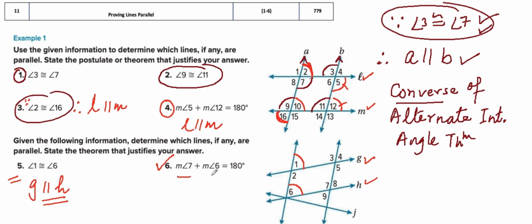Question number 6, 7 and 6. So if you add 7 and 6, which lines are parallel? G and H. Which angles are these? On the same side, consecutive angles. So this plus this, 7 plus 6 is equal to 180 degrees. So therefore line G is parallel to H, because again the same reason, converse of the consecutive or co-interior angles theorem. So this is the converse of the consecutive angle theorem. So question number 11 is very easy. Let me move to question number 12.